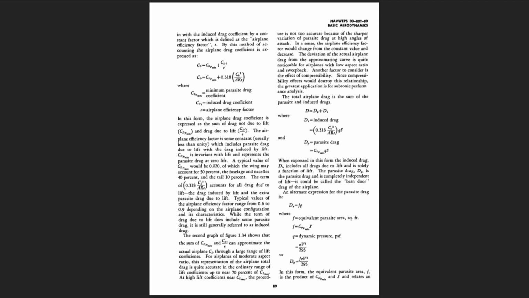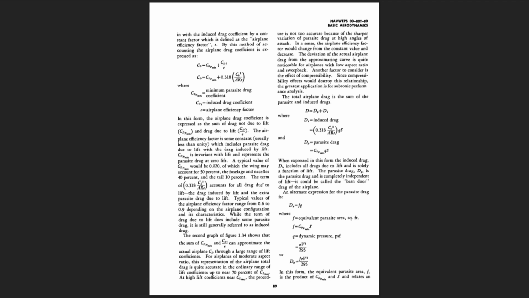The second graph of Figure 1.34 shows that the sum of CDp min and CDi/e can approximate the actual airplane CD through a large range of lift coefficients. For airplanes of moderate aspect ratio, this representation of the airplane total drag is quite accurate in the ordinary range of lift coefficients up to near 70% of CL max. At high lift coefficients near CL max, the procedure is not too accurate because of the sharper variation of parasite drag at high angles of attack.